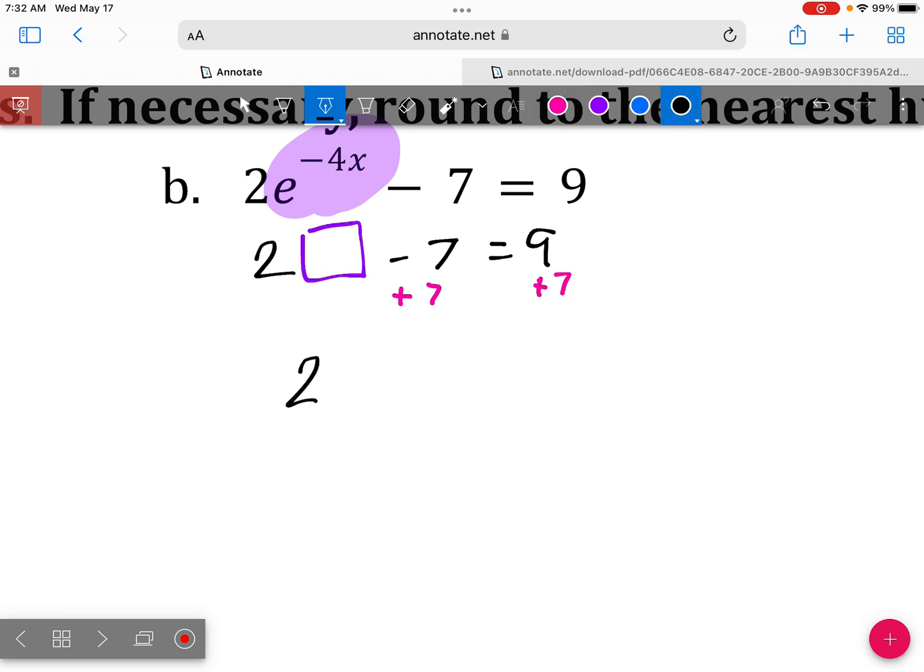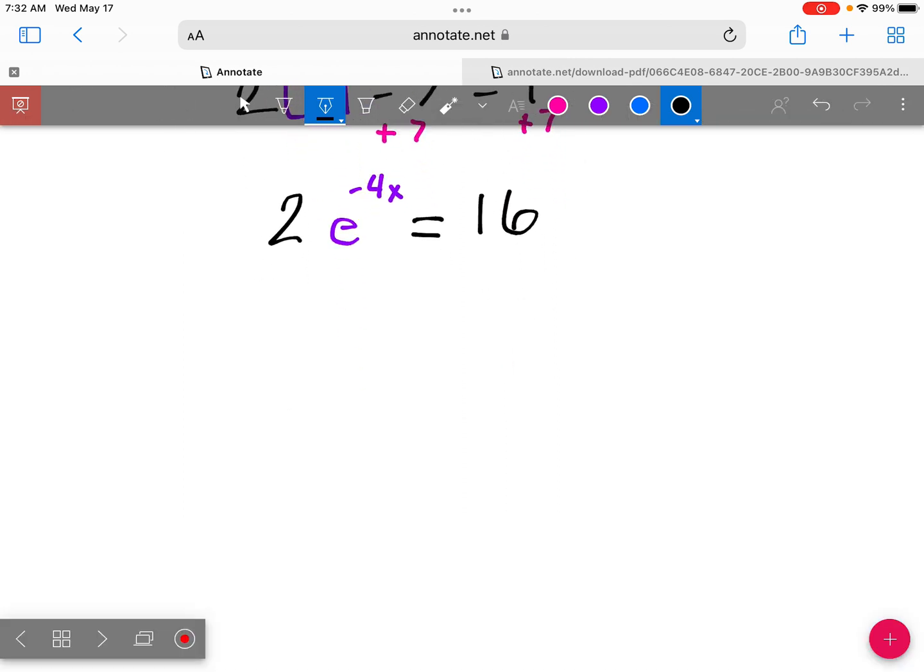So what we have is 2e to the minus 4x equals 9 plus 7, which is 16. I still want that purple chunk isolated, so what do we get rid of? What do we do with the 2? Divide it, because this is currently multiplied against it. So divide both sides by 2. Now I have e to the minus 4x equals 8.